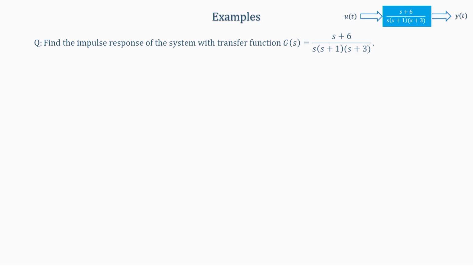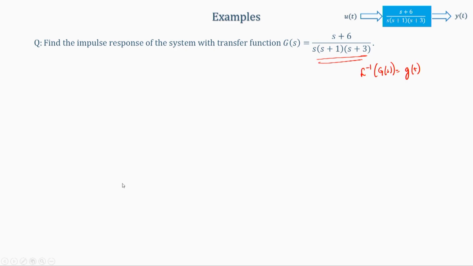First of all, the question is: find the impulse response of the system with transfer function G(s). It's a very simple question. What is the impulse response of the system if the transfer function of the system is G(s)? And we know the relationship between transfer function and impulse response: the Laplace inverse of G(s) is nothing but the impulse response. So, I have to find out the Laplace inverse of this. How do we find it?